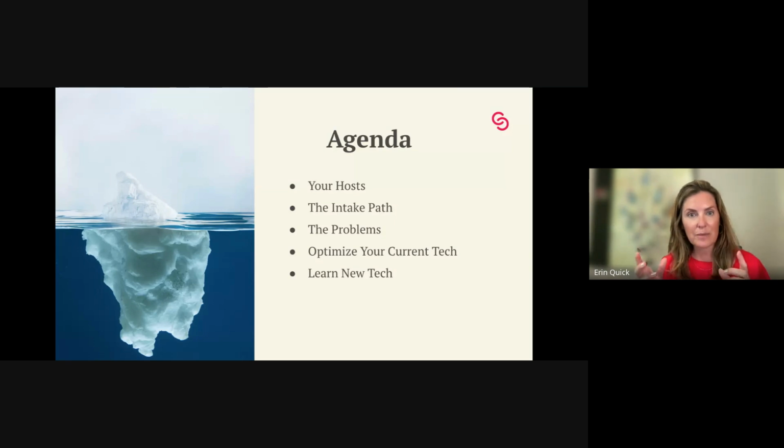So we're just going to highlight some of those because there are some technologies that can help with them. And then the majority of the conversation is going to be in those bottom 2 bullet points. We're going to talk about how to optimize the current technology you're using to streamline intake, and then make sure you know about the 4 new technologies that we're going to talk about, and know how to incorporate them into your process. And just a side note, we're going to share these slides and the recording after the session, so you don't have to worry about taking screenshots or taking notes.